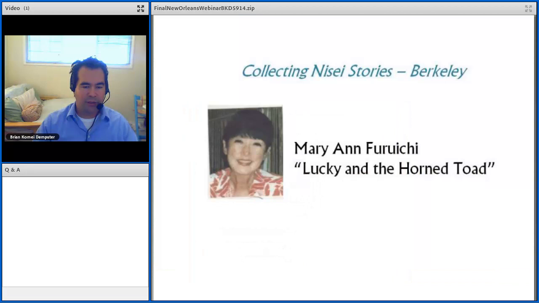Okay, so the next slide, I just wanted you to see Marianne Furuyuchi, and many of you have read her Lucky and the Horned Toad. It was the story I referred to earlier in terms of the lesson plan. And she also wrote the story about losing the pet, as Osaki did in My Dog Tenny. So I think a lot of you students out there, you young people who have pets, you'll find this a way to connect to what happened during history and for you to imagine yourself in that situation, if you lost your own pet, how devastating that might be.